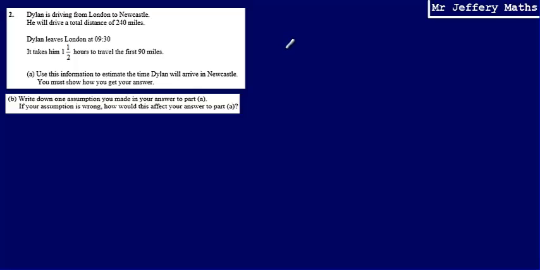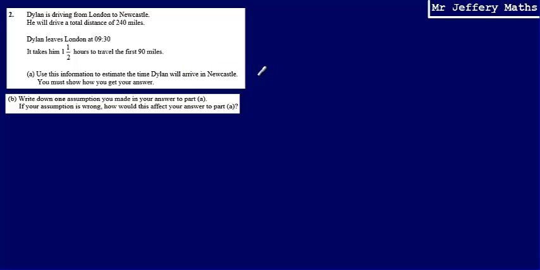This is question 2 from the Edexcel practice papers, higher tier non-calculator. What we're told in this question is that Dylan is driving from London to Newcastle and he will drive a total of 240 miles. We're then told that Dylan leaves London at 9:30 and it takes him an hour and a half to travel the first 90 miles.